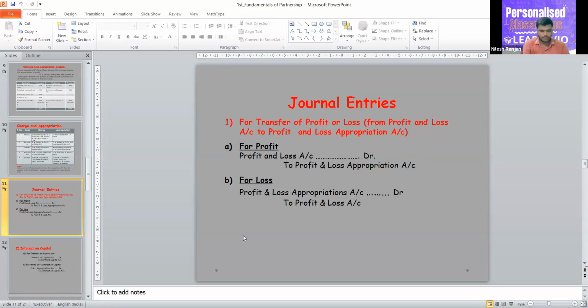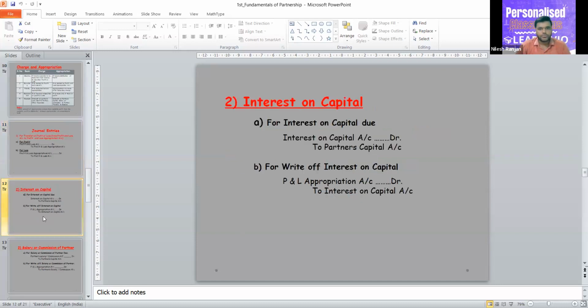Now, after transferring these entries, we have to pass journal entries for interest on capital, interest on drawing, salary or commission, and transfer to reserves. And if there is any balance, then we distribute it between partners. So the second entry is interest on capital. You can see here, interest on capital due. The first entry will be interest on capital due.